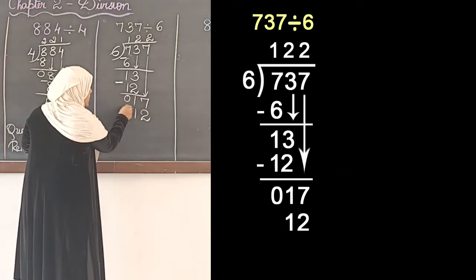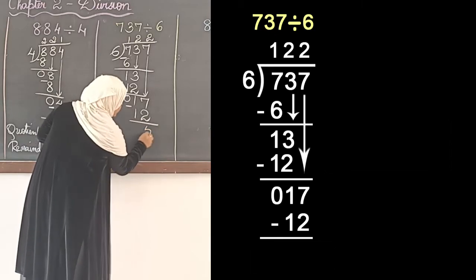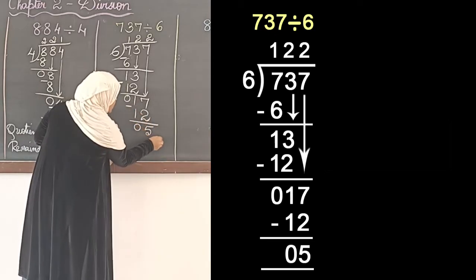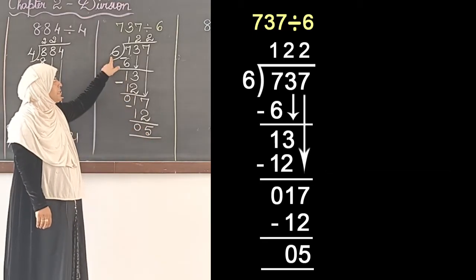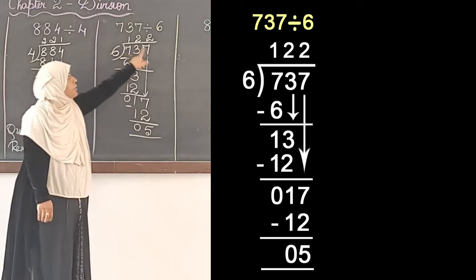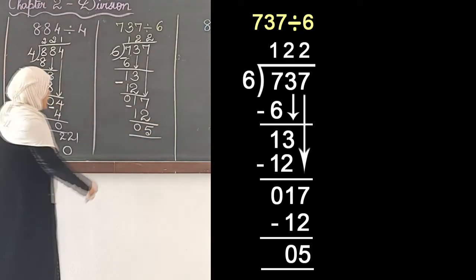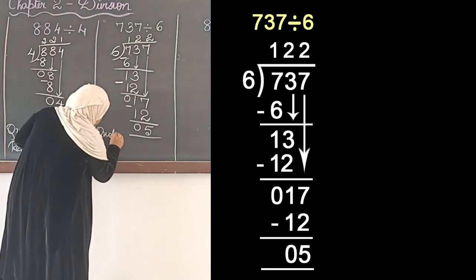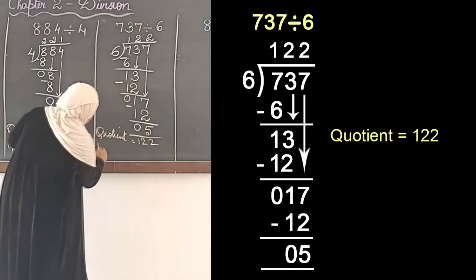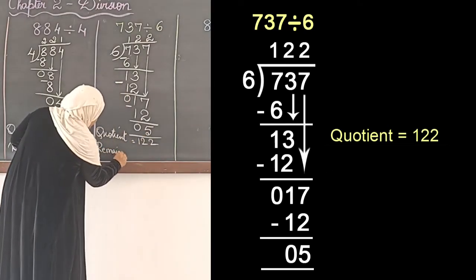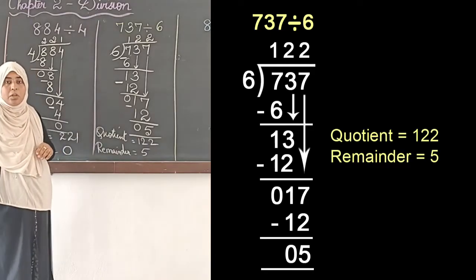Now, subtract 17 minus 12 we have to do. 7 minus 2 is 5, 1 minus 1 is 0. Now, 5 is our remainder because 5 is smaller than 6. So, we cannot divide it with 6 and we do not have any other number to bring down, right. So, 5 is our remainder. So, we can say that the quotient is 122 and remainder is 5. Okay. This is how we do long division.